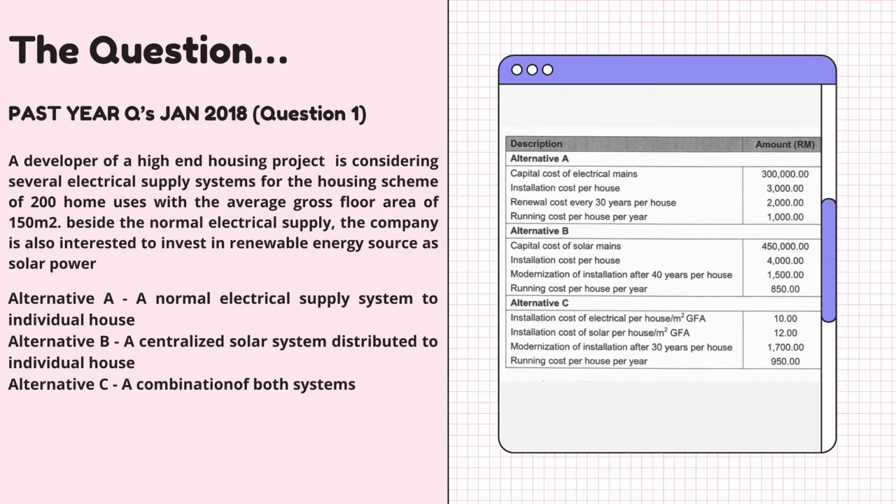For alternative C, installation cost of electrical per house per meter square GFA is 10 ringgit. Installation cost of solar per house per meter square GFA is 12 ringgit. Modernization of installation after 30 years per house is 1,700 ringgit. Running cost per house per year is 950 ringgit. The detail will be known in the calculation throughout this slide.